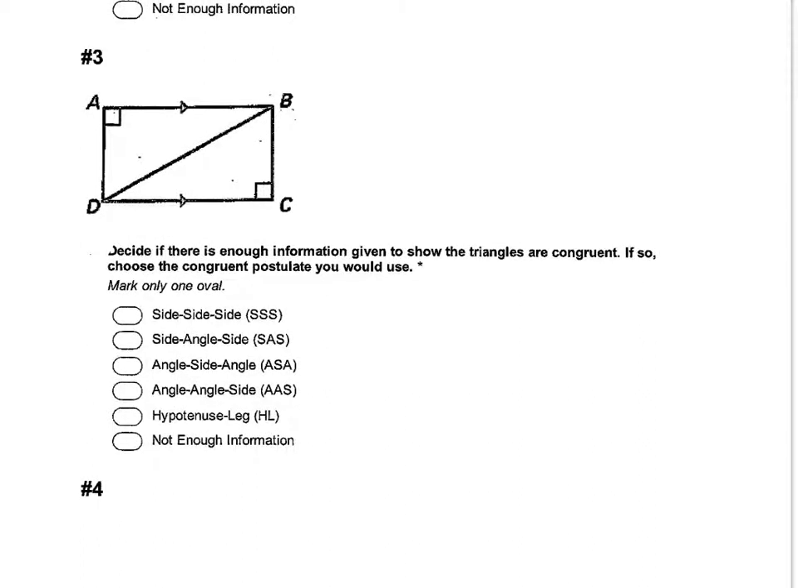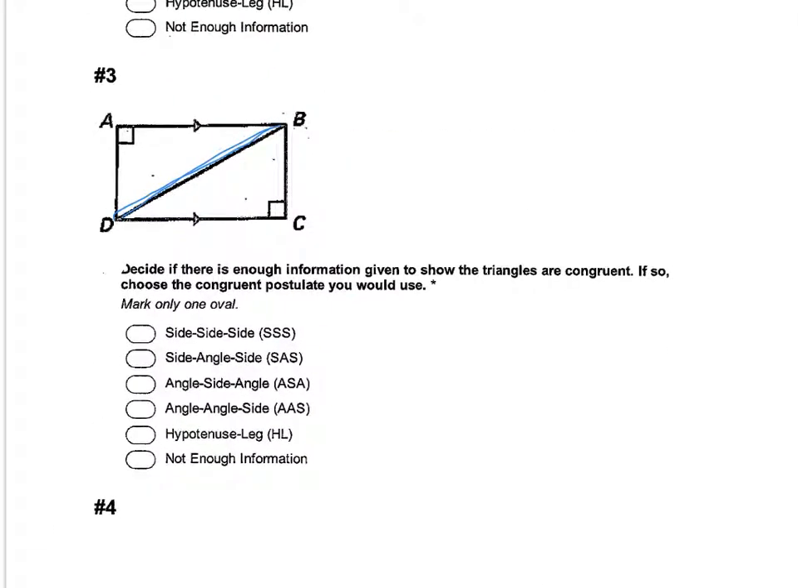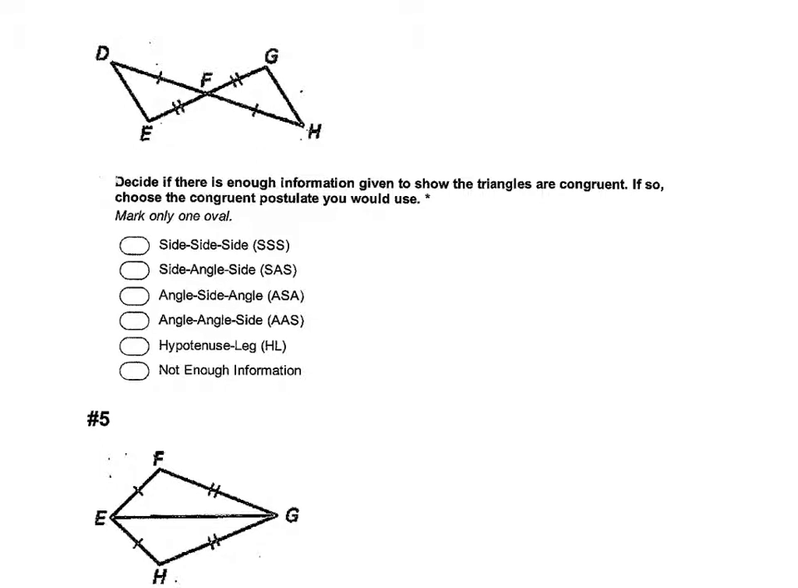Moving on to number three. Again, decide if there's enough information that the two are congruent. Okay? And which one of these postulates would you use? Kind of an important feature right here. All right. And again, this guy being shared in the middle is going to be important. So we'll give it your best shot. The next page. So this one is number 4.